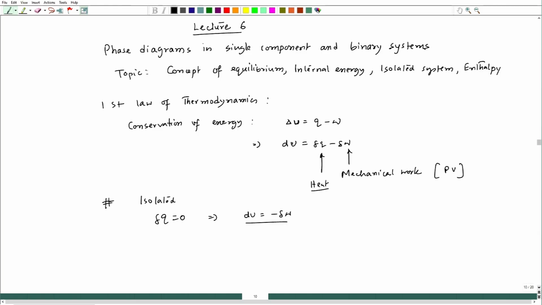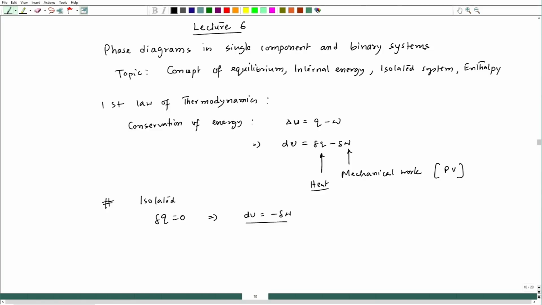In fact, if we look at the other end, if the system releases heat to the surrounding, and that time the work will be done on the system, still you will get this equation. So, now here I am considering work that is done by the system. That is a consideration we take.